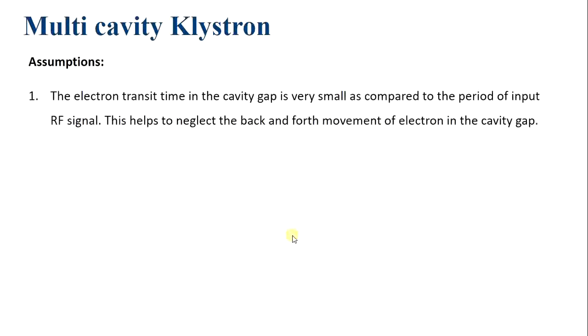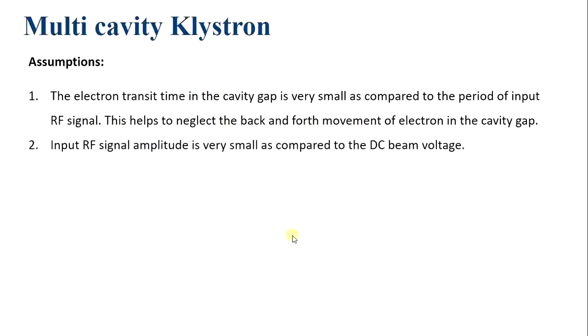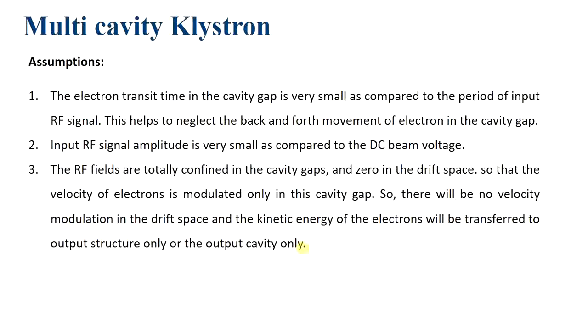There are some assumptions which are made. The first assumption is the electron transit time in the cavity gap is very small as compared to the period of the input RF signal. This helps to neglect the back and forth movement of electrons in the cavity gap. The second assumption is the input RF signal amplitude is very small as compared to the DC beam voltage. The third assumption is the RF field is totally confined in the cavity gap and zero in the drift space, so that the velocity of electrons is modulated only in the cavity gap.